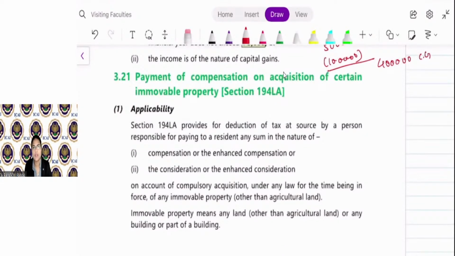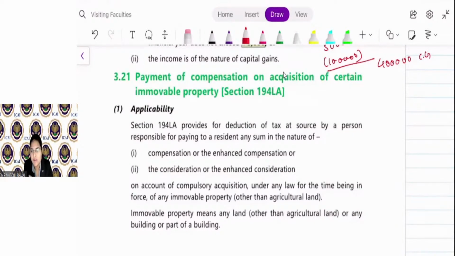Section 194LA. That is payment of compensation on acquisition of certain immovable properties. We have discussed section 194IA, that is TDS on transfer of immovable property. Non-applicability of section 194IA mentioned that on TDS on compensation on compulsory acquisition of immovable property, 194IA is not applicable. Why? Because specific section, that is 194LA, is given.